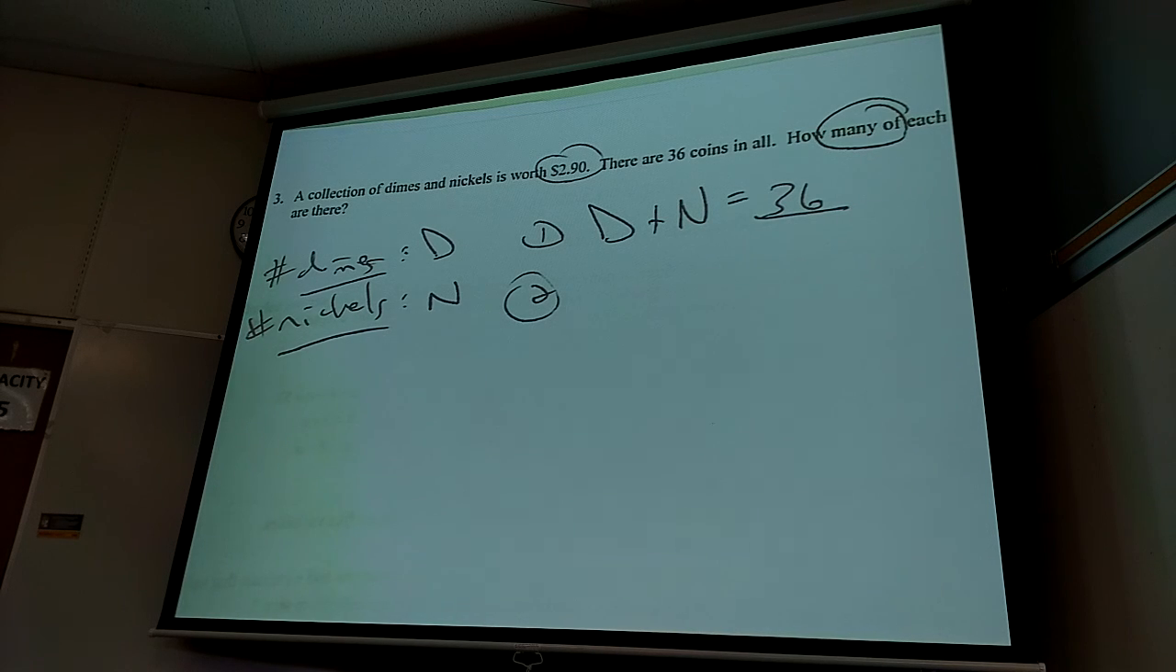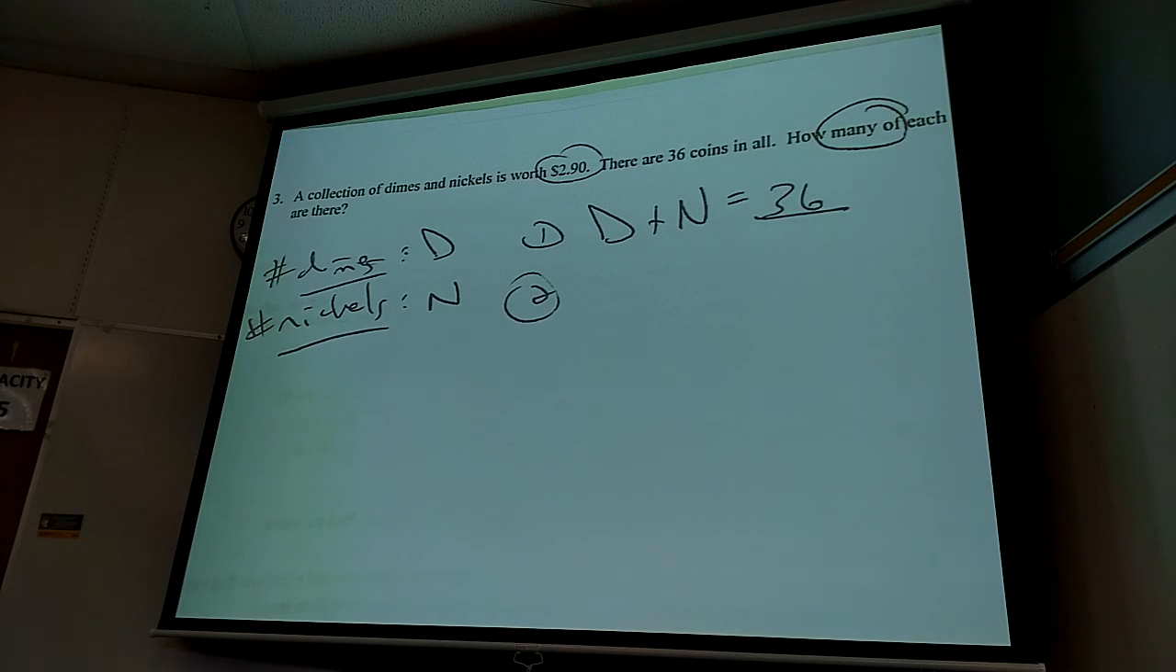So how does money come into play? Every dime gives you how much money? 10. That's amazing. 10 cents. Right? And every nickel gives you 5 cents. So it's really up to you how you write it. Now, if one side is cents, the other side better be cents.